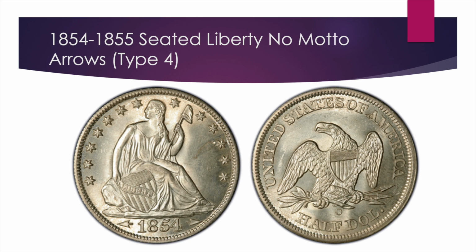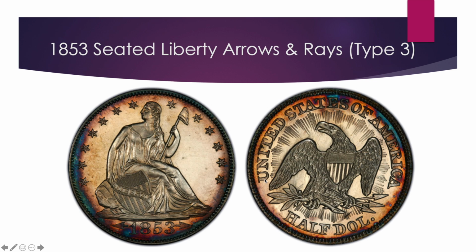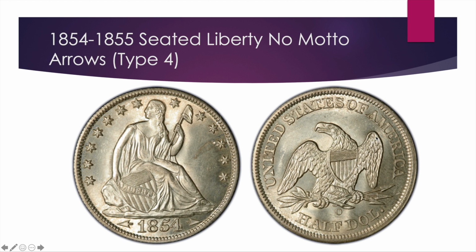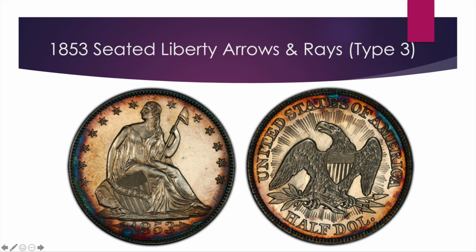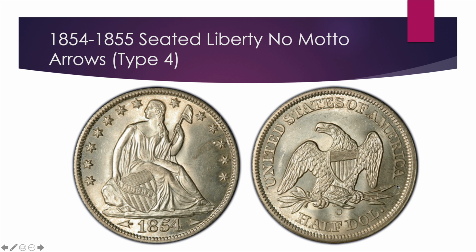They also made something called the no motto arrows, which was the Type 4, and they changed the style of the reverse as the reverse rays are deleted. You can see right there, there's the rays. They didn't have that before. They added them, and then they went on and took them off again.